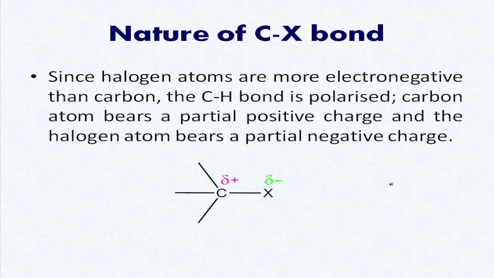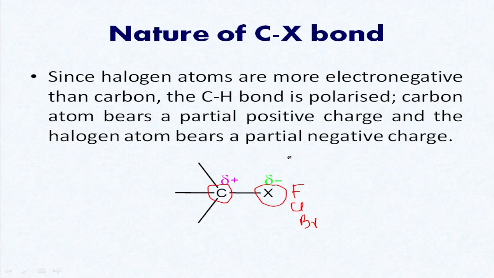Carbon atom bears a partial positive charge and the halogen atom bears a partial negative charge. So, electronegativity changes. Carbon to fluorine, for example, and going down to bromine, the halogen group.